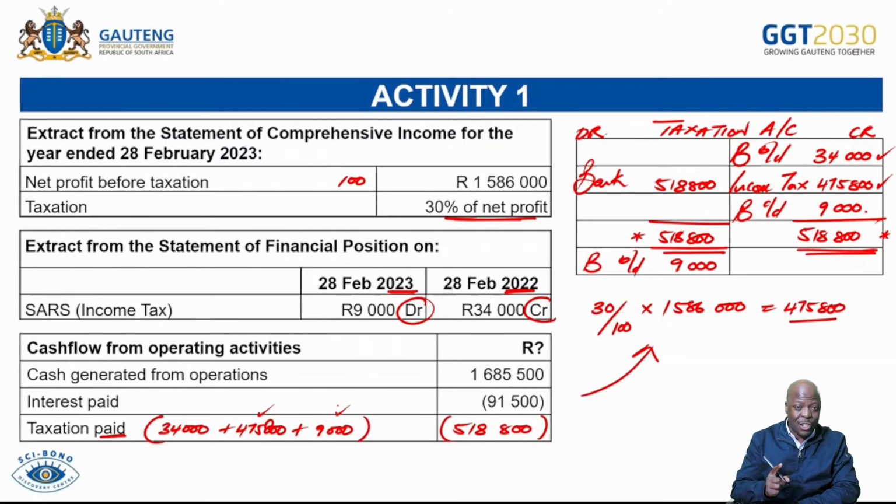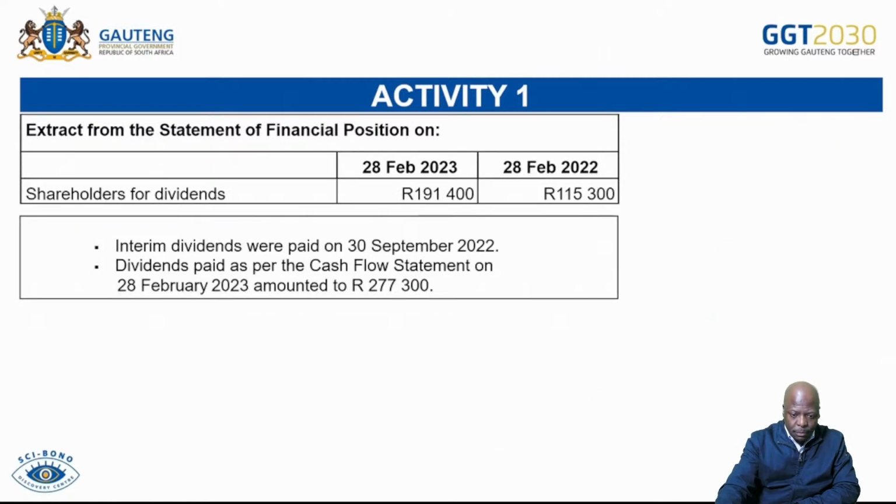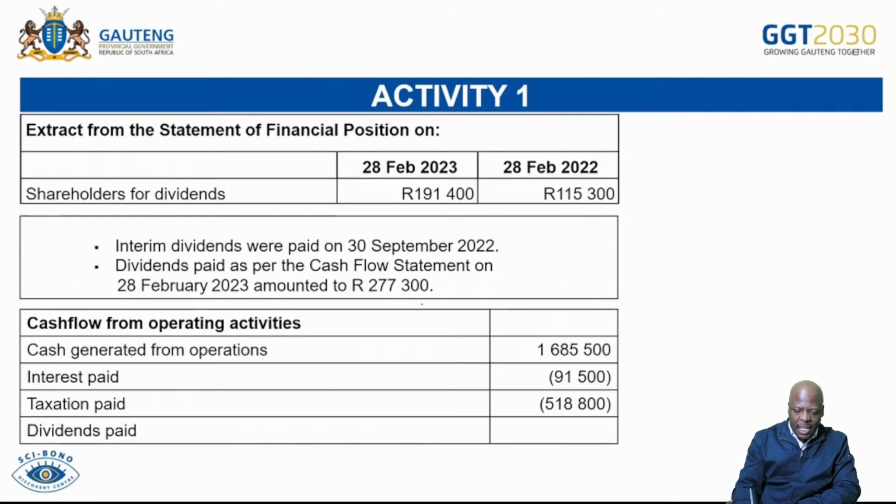We are left with one more calculation, that is for dividends. All right, so we want to calculate my dividends paid. We did our taxation paid here. We need dividends paid. Okay, so with dividends paid, it becomes a bit easy. If you want to know your dividends paid, there is a very short way of calculating it. You simply say last year's final dividends. And last year's final dividends is how much? Last year's final is 115,300. That is last year's final. This one here. All right.